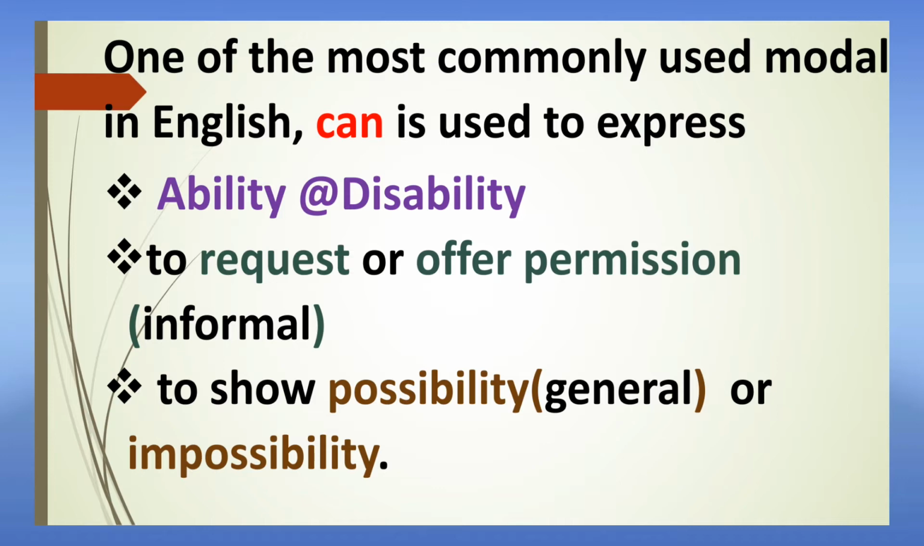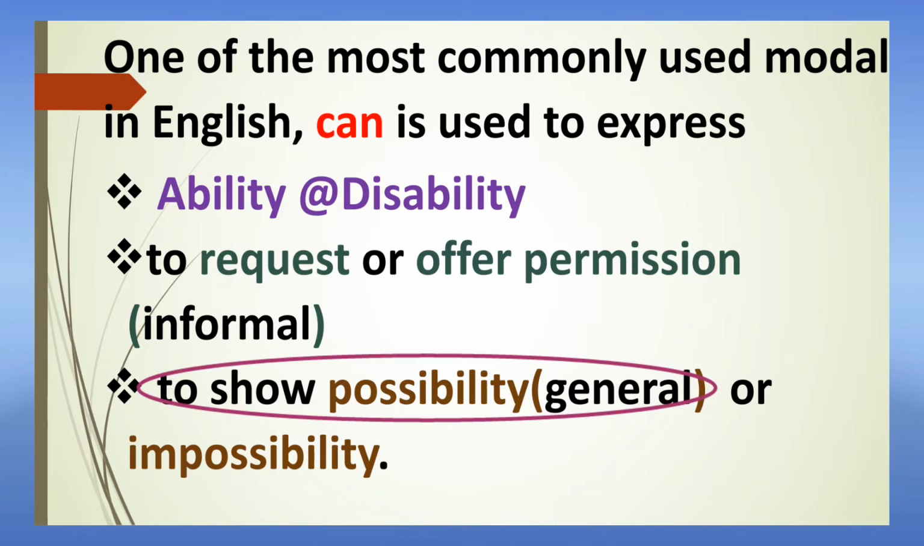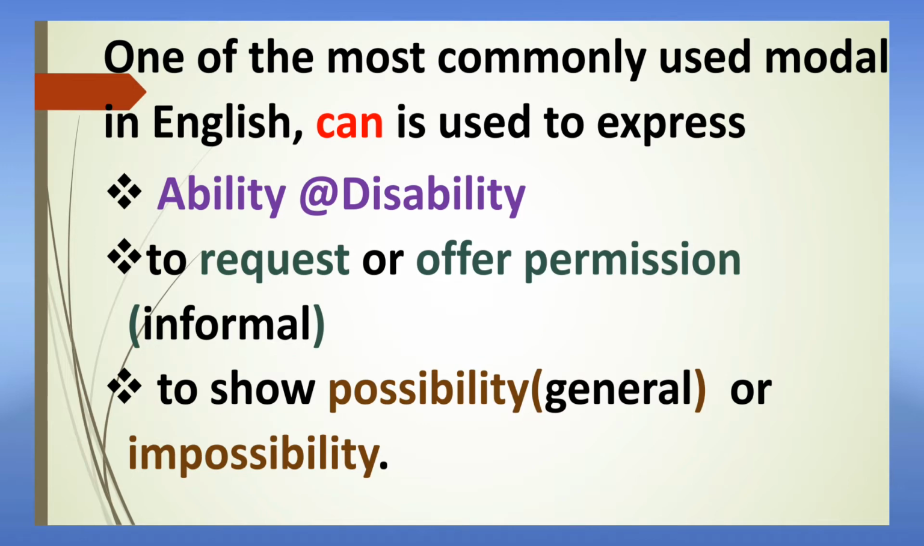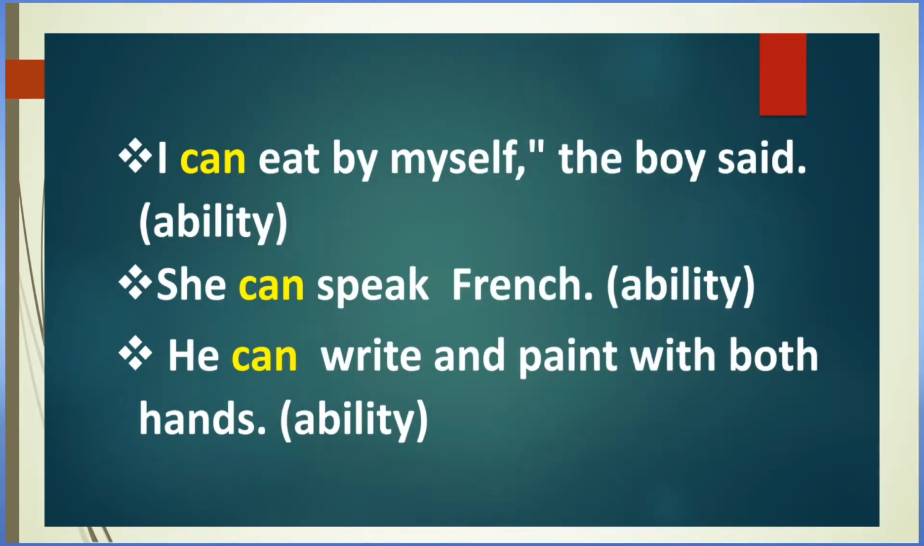Now let's move to the next point, to show possibility in a general manner. Remember the word general. So possibility in a general manner, or impossibility, either possibility or impossibility about an action. So these are all the functions of the can. Now let's apply what we have learned with some example sentences.